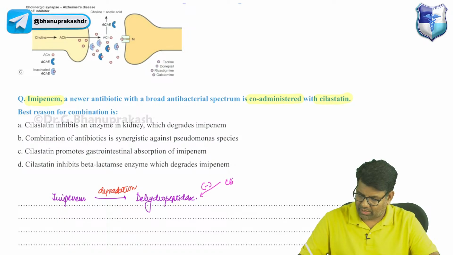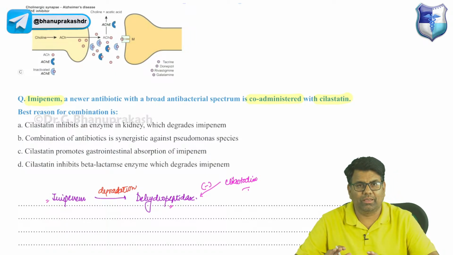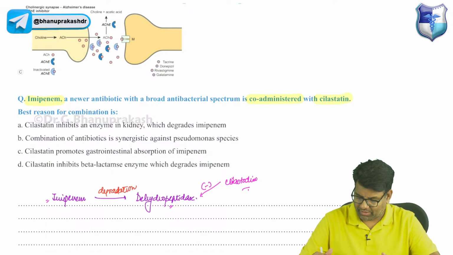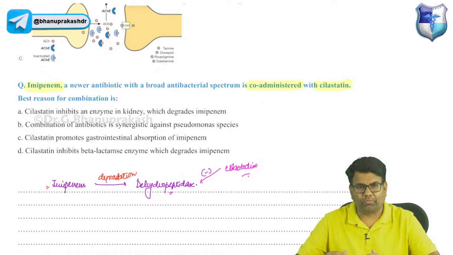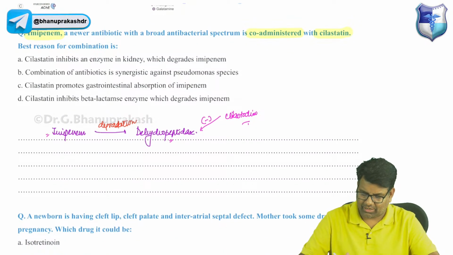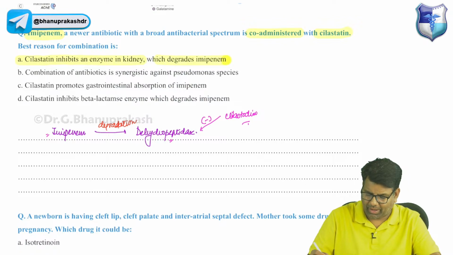For that we give cilastatin. Right? So cilastatin will inhibit dehydropeptidase and will make sure that imipenem is there in sufficient quantity so as to bring about the pharmacological effects. So that's why, instead of plain imipenem, we prefer imipenem plus cilastatin in combination. Very good. That is the reason why we add cilastatin to imipenem. The answer is cilastatin inhibits an enzyme in the kidney which degrades imipenem.